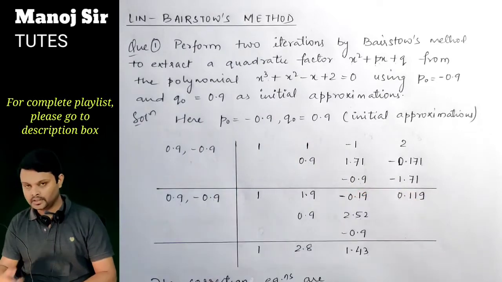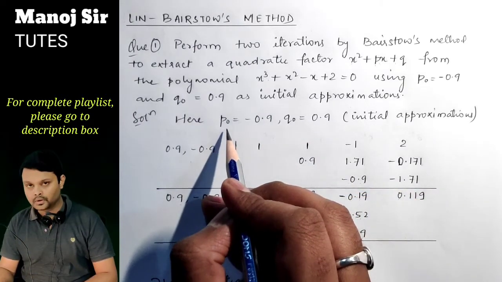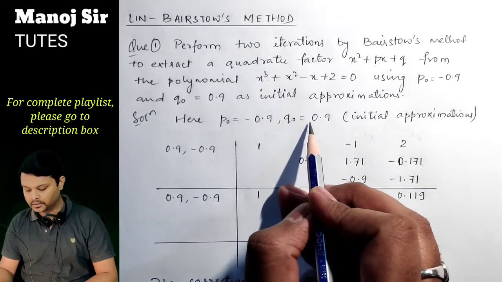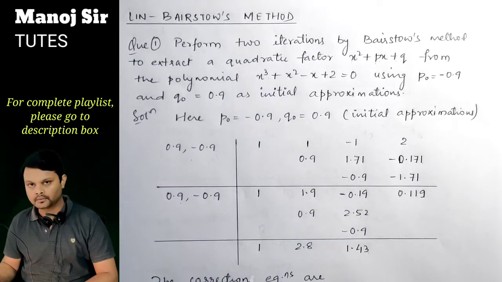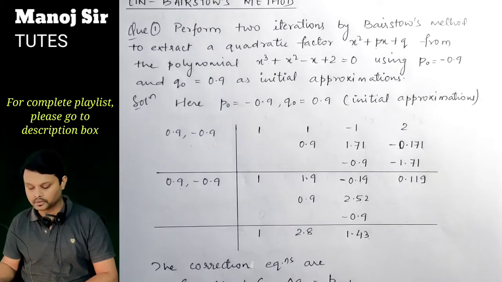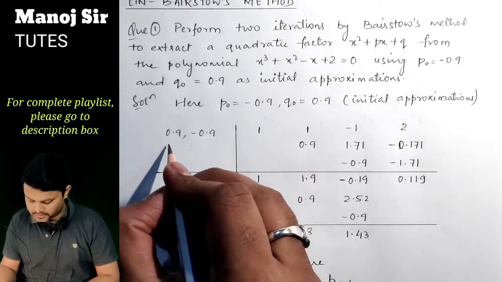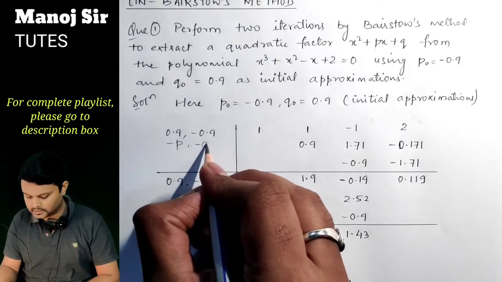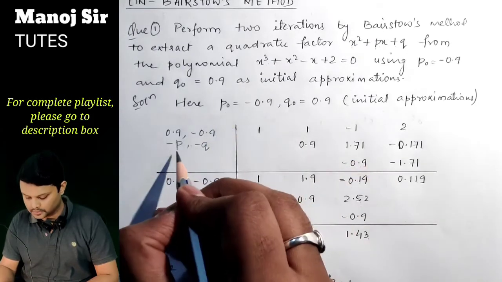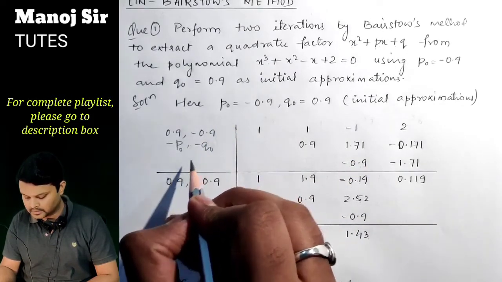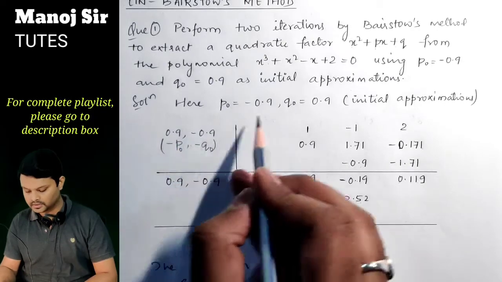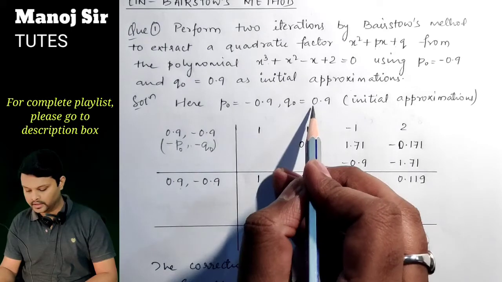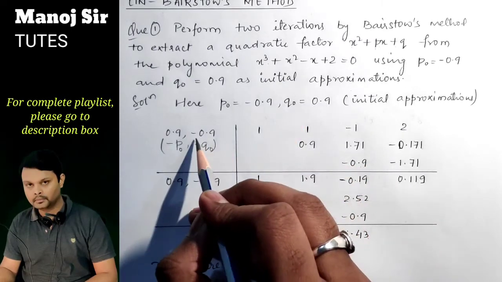So let us start. The values of initial approximations are given, that is p naught equals minus 0.9 and q naught equals 0.9. And here first we have to go for synthetic division. Here we need to put minus p, comma, minus q. Here the subscript is 0, so use minus p naught and minus q naught. So this is minus of minus 0.9, that is 0.9, and here we have 0.9, negative of this will become minus 0.9.